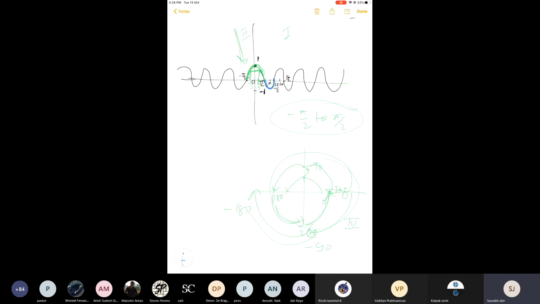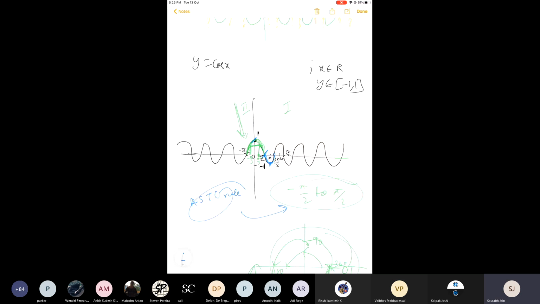So what are the concepts used? The ASTC rule, quadrant-wise, obviously quadrants are used, sometimes reduction formulas are used, and some basic values are used to plot the graph, like cos 0 is 1, cos 90 is 0, cos 180 is minus 1. Then we join them using freehand sketching, and we get the graph. So this was about cos x. Here also we can put any angle. Ultimately, it fluctuates between minus 1 to 1. So this is your second graph, y is equal to cos x.